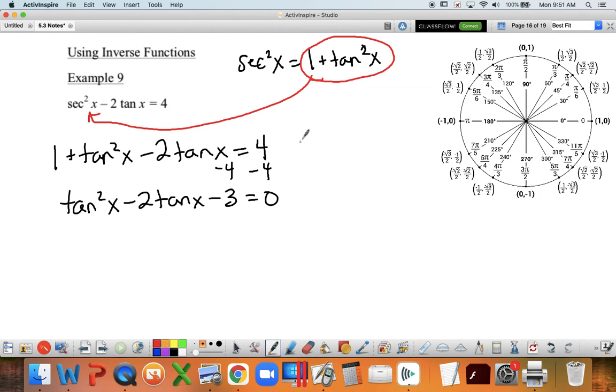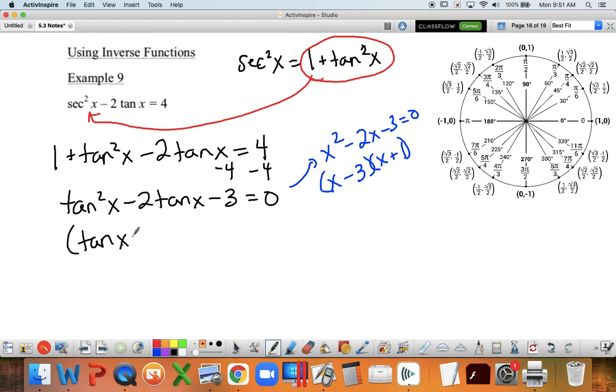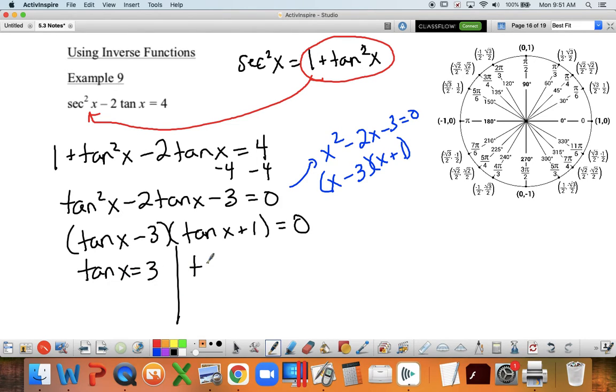Now I might do a little aside here. I've got an x squared minus 2x minus 3 equals 0. So what 2 numbers multiply to give me negative 3? We've got x minus 3, x plus 1. So that's how this is going to factor. So I get the tan of x minus 3, and then the tan of x plus 1. So I'm going to set each of these equal to 0. So I get the tan of x is equal to 3, and the tan of x is equal to negative 1.